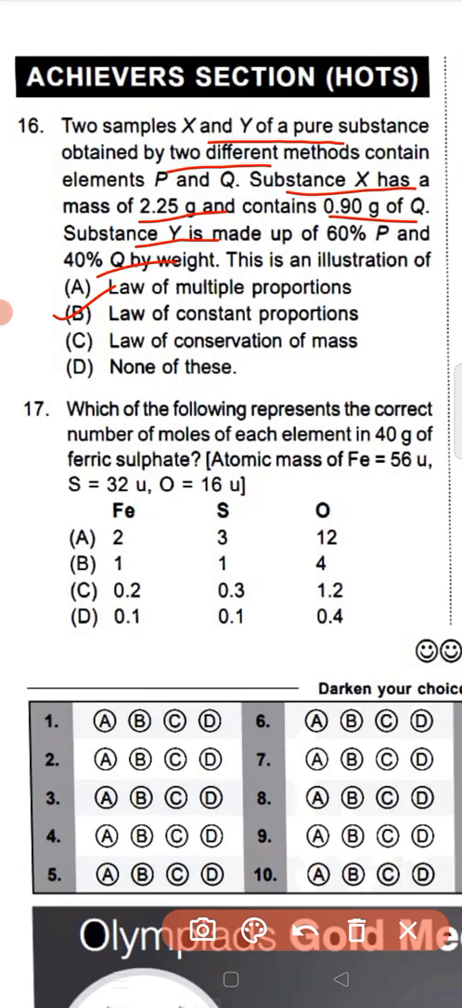Which of the following represents the correct number of moles of each element in 40 gram of ferric sulfate? The options are: Fe, S, O: 0.2, 0.1, 3.1; 0.3, 0.1, 12; 4, 1.2, 0.4. So question number 17, option C is the correct answer. Iron 0.2, sulfur 0.3, oxygen 1.2. So this is the correct answer.